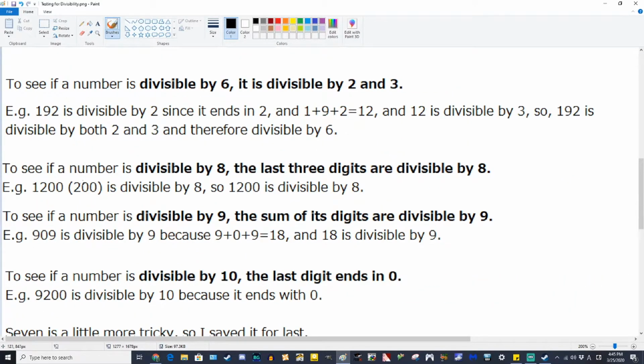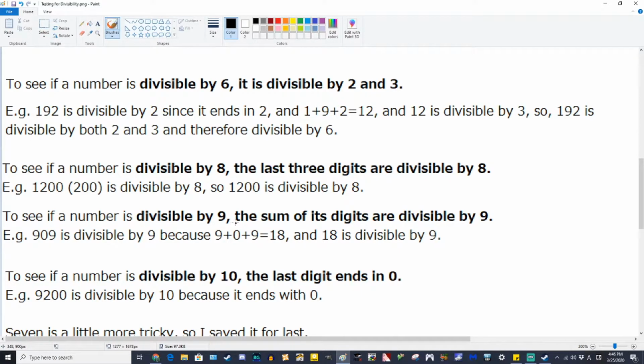Alright. To see if a number is divisible by 8, the last three digits are divisible by 8. So it's the same thing as 4, but it's the last three digits. So this really works best with numbers in the thousands. So for example, 1200, the last three digits, 200, are divisible by 8. So 1200 is divisible evenly by 8. As you can see, we just look at the last three digits, and if they're divisible by 8, then we know that our number is divisible by 8.